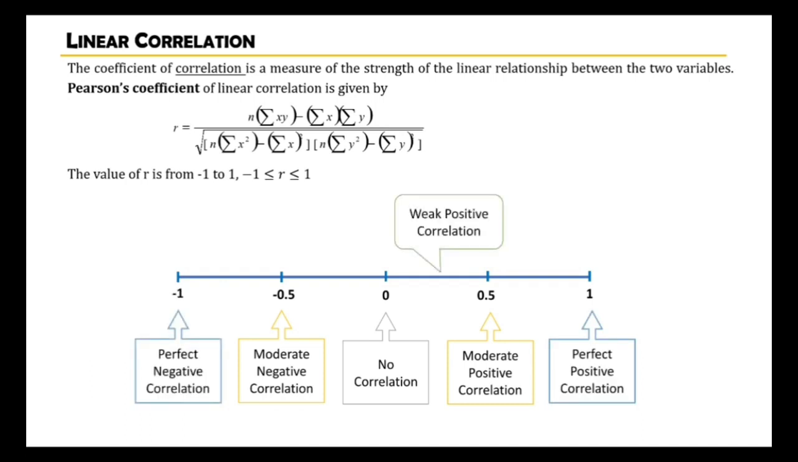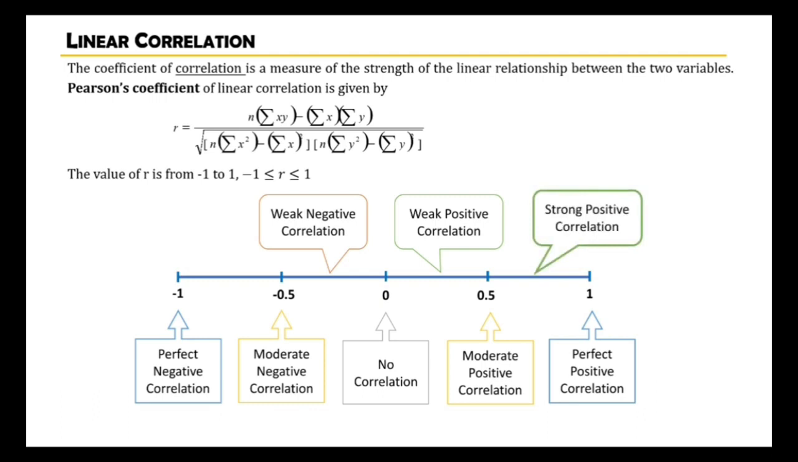And when r is between 0 and 0.5, there is a weak positive correlation. And from 0 to -0.5, a weak negative correlation. And when r is between 0.5 and 1, it is a strong positive correlation. And the last one is for r between -0.5 and -1, it is a strong negative correlation.